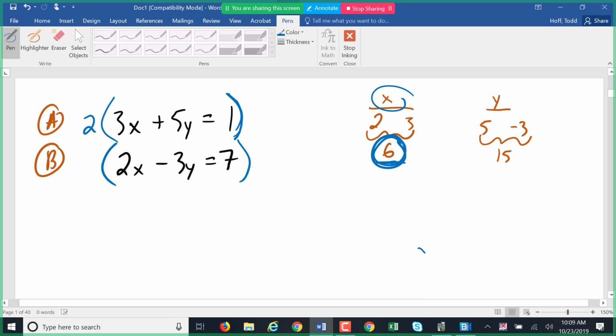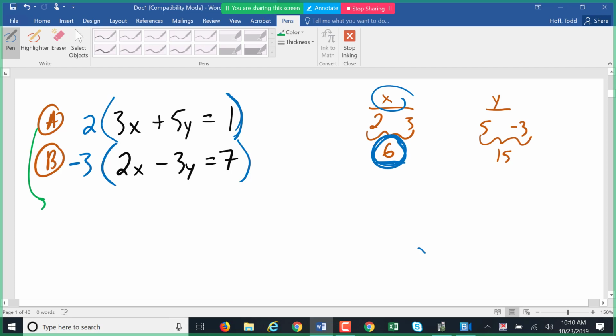I'm going to multiply equation B, not by 3, because 3 times 2x would be 6, but by a negative 3. Because not only do they both have to be 6, but one has to be positive and one has to be negative so that they'll cancel out.